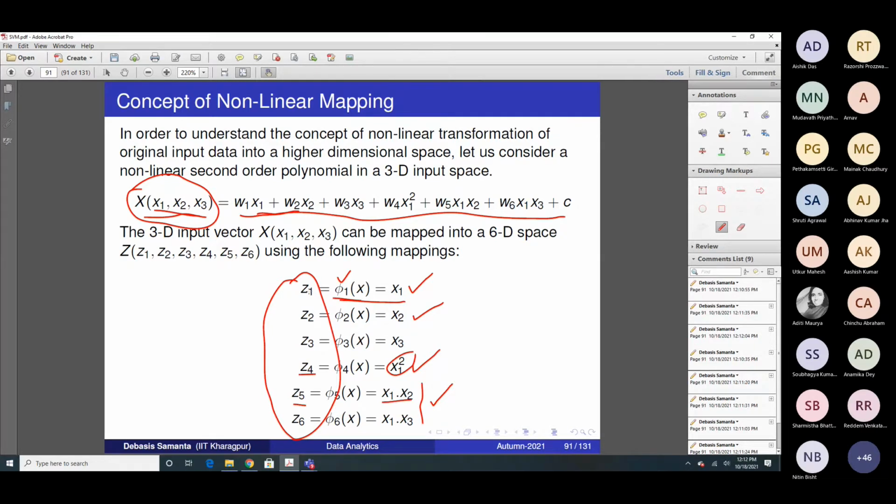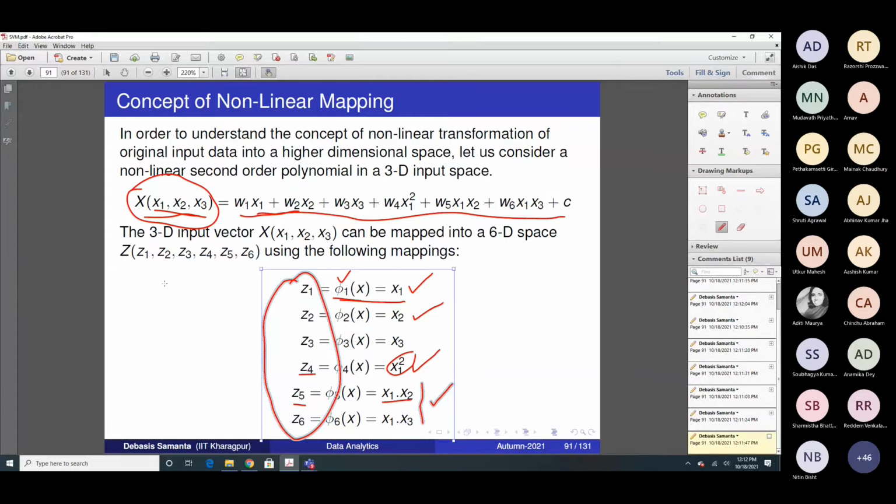Now if we replace the values in x space by the z space, then what will happen? The same equation will be transformed into this form. It is actually the expression of the hyperplane, but it is in z space. And in case of z space, how many attributes are required? 6 attributes are required. In case of x space, how many attributes were required? Only 3 attributes. Now let's see what the transformed equation is.